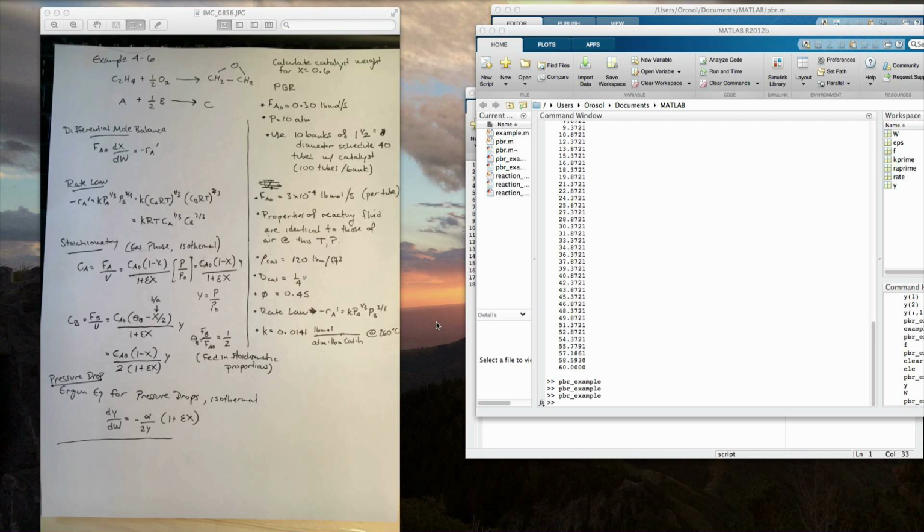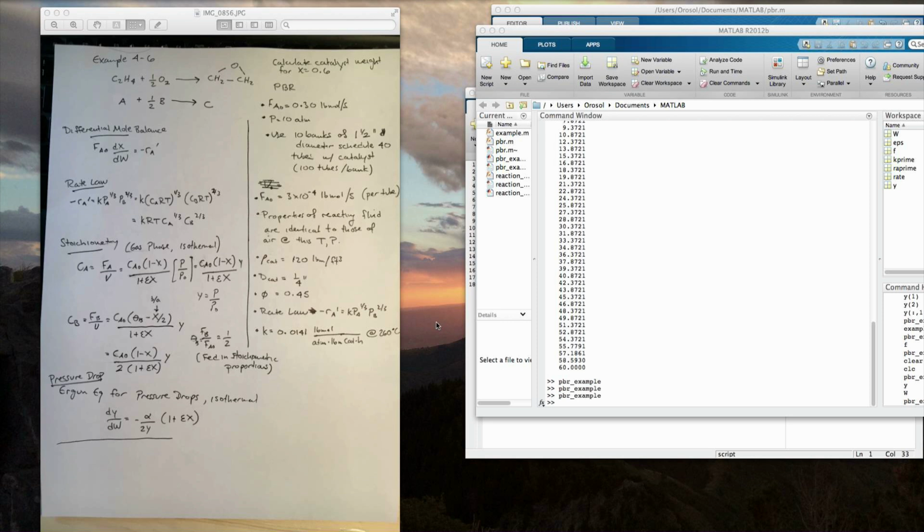In this video, I'd like to go over example 4-6, and this is on page 191 in Elements of Chemical Reaction Engineering in the 4th edition by Fogler. And I'm pretty sure that this example is probably in Essentials of Chemical Reaction Engineering as well, but I'm not sure if it's on the same page. So anyway, this example is calculating conversion or X in a reactor with a pressure drop.